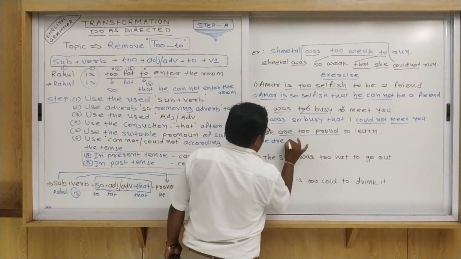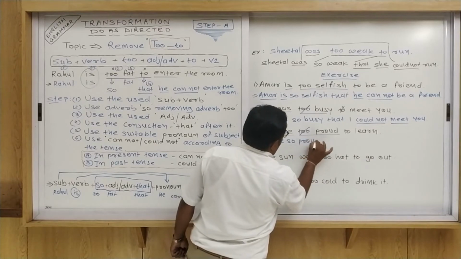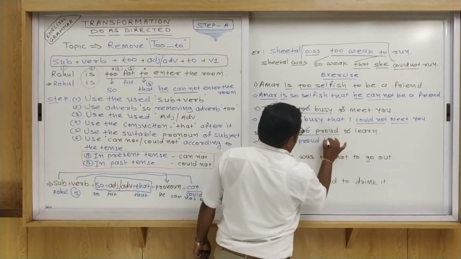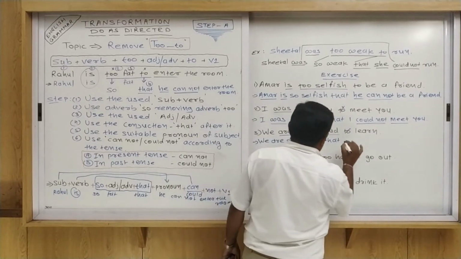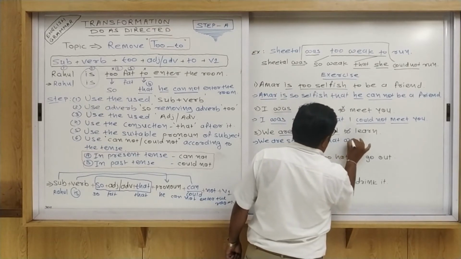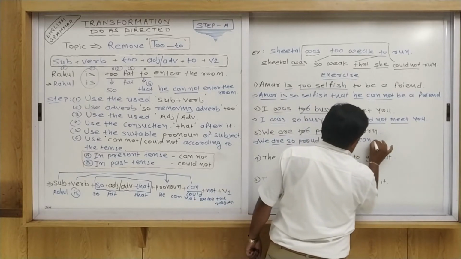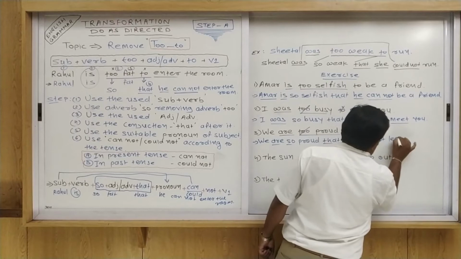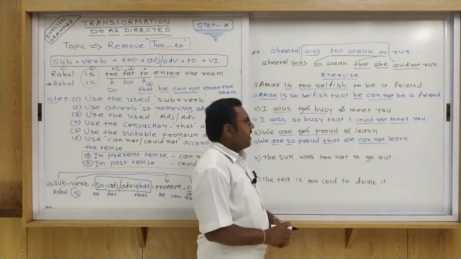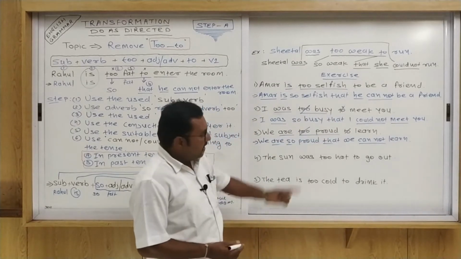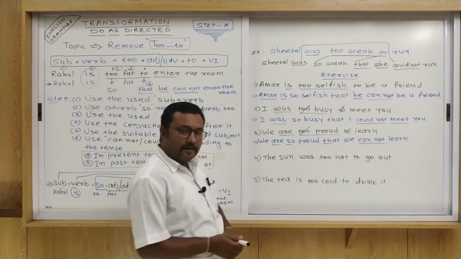So how can we make the sentence? We are so proud that we cannot learn. The sentence is clear. Dear friends, instead of cannot you can also use will not, and instead of could not you can also use would not. Is that clear?